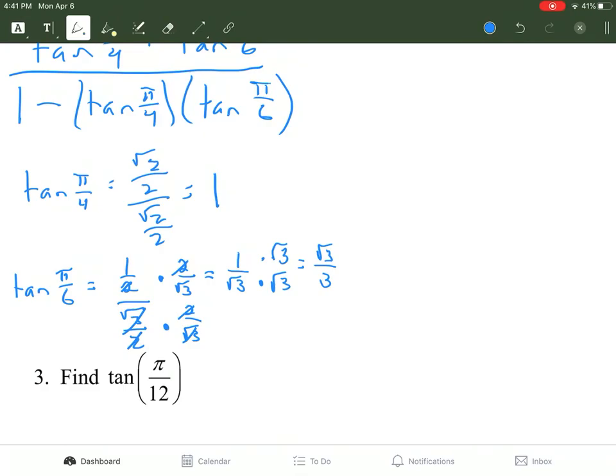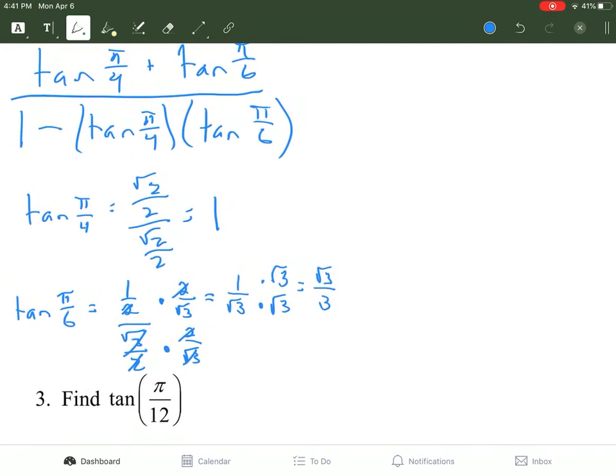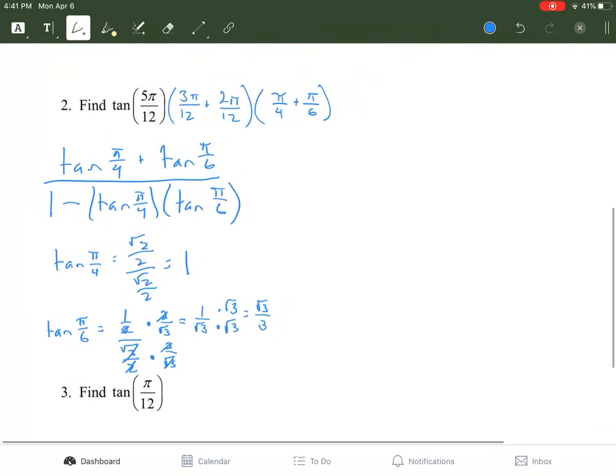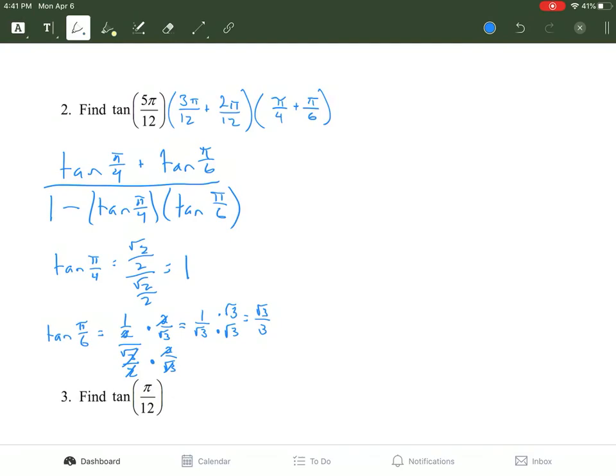Now, since we're generally only dealing with 3 values for tangent, it's either going to be a pi over 6, a pi over 4, or a pi over 3. Sometimes you might have a pi over 2, which wouldn't be nice because it would give you an undefined. But if you just know pi over 6 is root 3 over 3, pi over 4 is 1, and pi over 3 is root 3, then you have less to think about later on.